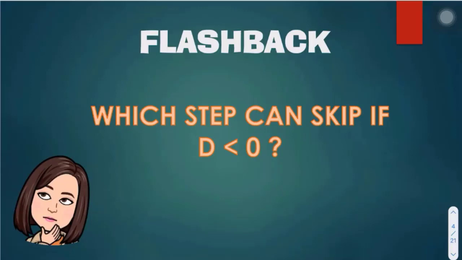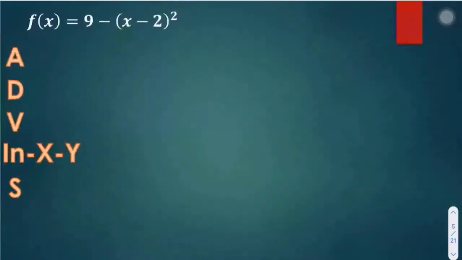Next, these questions are actually from the exercise. I didn't ask you to do them because the previous exercise asked for 3 questions only. Now I want you all to do it right now, and later share the answer. In 2 minutes, figure out the value of A, the value of D, the vertex, the intercept x, and the y.